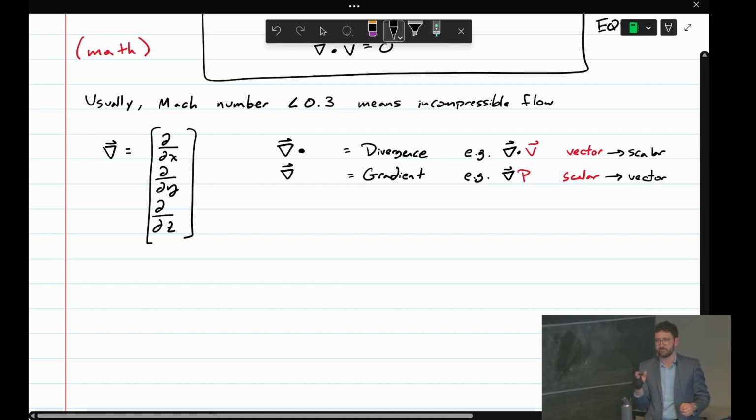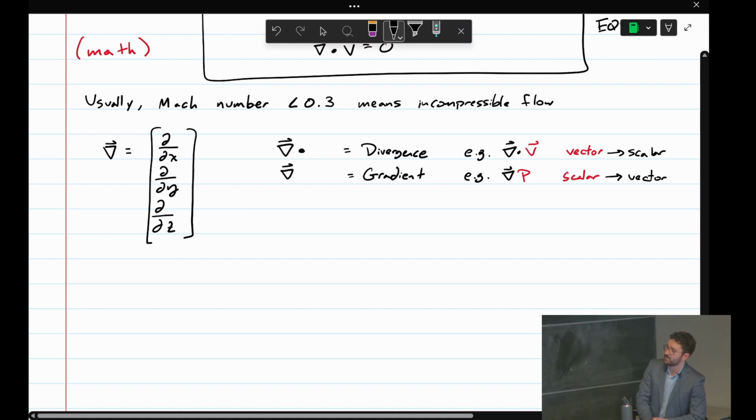So the divergence kind of decreases the rank. You won't do this in this course, but if you take the divergence of a matrix, you get a vector. And if you take the divergence of a vector, you get a scalar. The gradient goes the other way. You take the gradient of a scalar, you get a vector. You take the gradient of a vector, you get a matrix, and so on. In fluid mechanics, we generally deal with scalars, vectors, and matrices. Anything higher order than that tends to be a little bit niche.